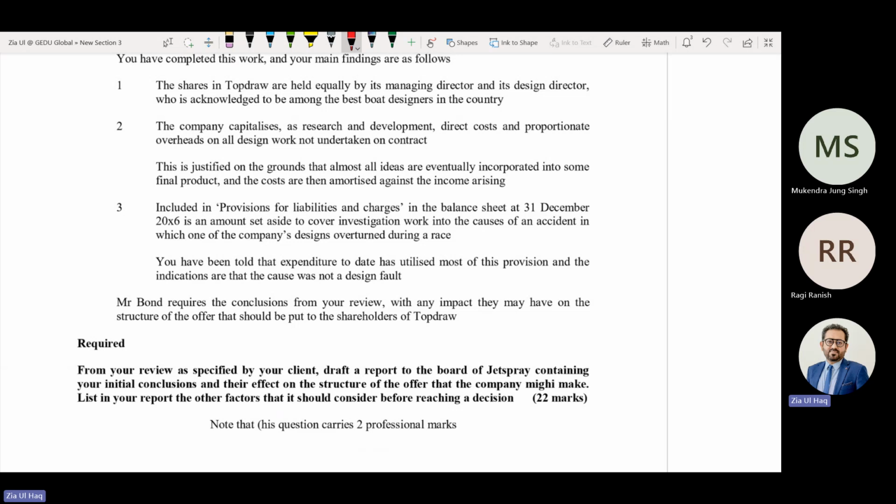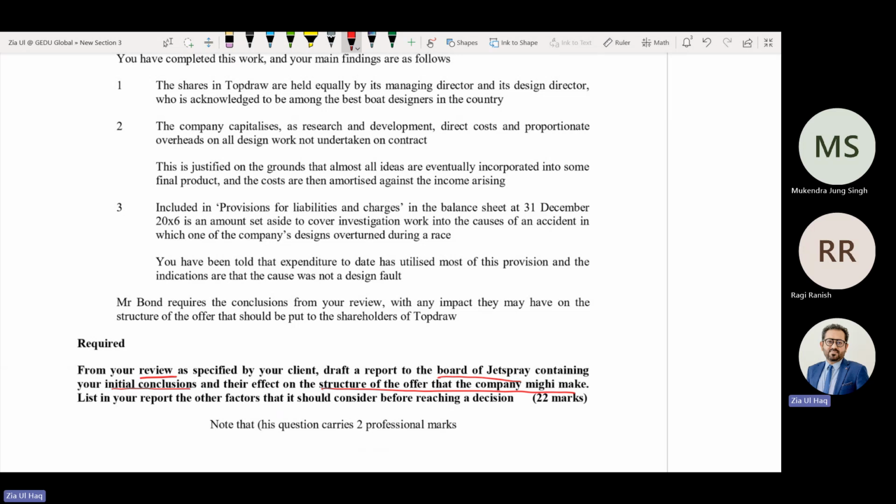The word review means you are going to check anything through limited audit procedures. The word audit means you are going for an audit. So from your review as specified by your client, you are going to perform a non-audit engagement. Draft a report to the board of Jet Spray containing your initial conclusion, meaning the result of your work and their effect on the structure of the offer that the company might make.